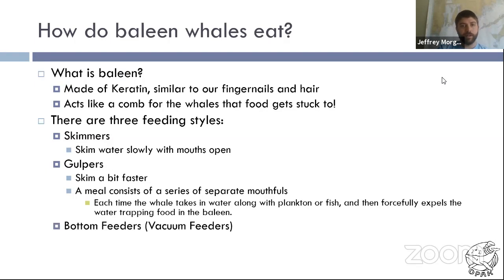And then we have our bottom feeders. An example of this would be the gray whale. And they suck up sediment and filter out food at the bottom of the ocean. So they're rubbing their mouths across the bottom to get crustaceans and bottom fish.